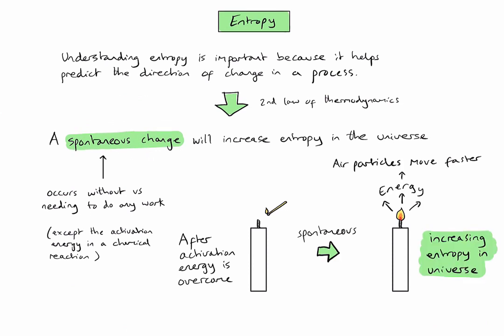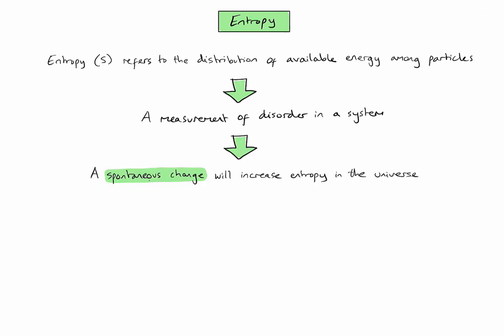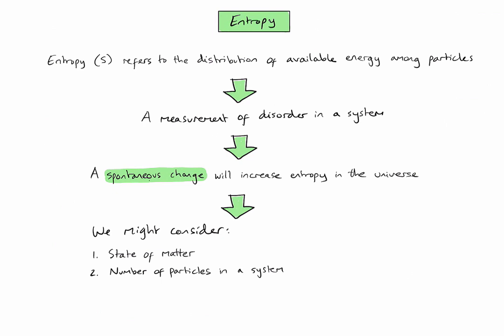Let's now consider the key points from this video. Entropy, with the symbol S, refers to the distribution of available energy among particles. Put more simply, it's a measurement of disorder in a system. And this is important because through the second law of thermodynamics, we know that a spontaneous change will increase the entropy in the universe. So in order to predict whether something will be spontaneous or not, we might consider three things. Firstly, we could consider the state of matter. Secondly, we might consider the number of particles in the system. And thirdly, we might consider how energy changes during the reaction will affect disorder.